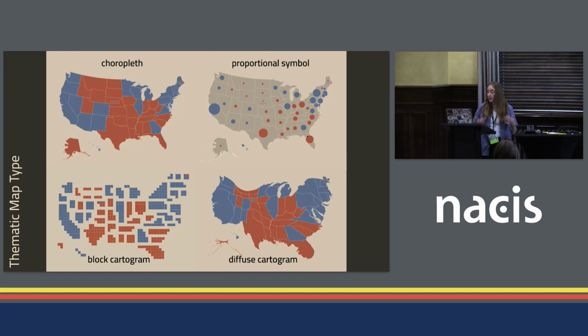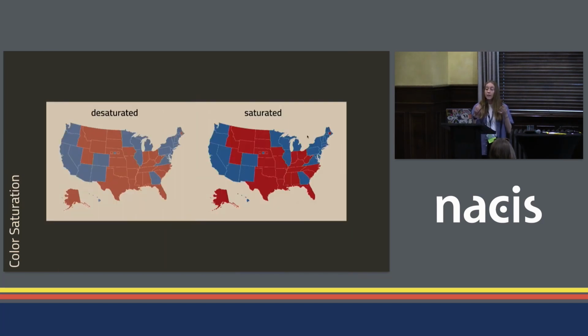The others were the block cartogram, which is also pretty commonly used for election maps, and then proportional symbol, which is less used for election maps, but is a relatively familiar thematic map type. And then the diffuse cartogram, which in the academic literature was proposed pretty early on as a good alternative to the choropleth for election maps specifically.